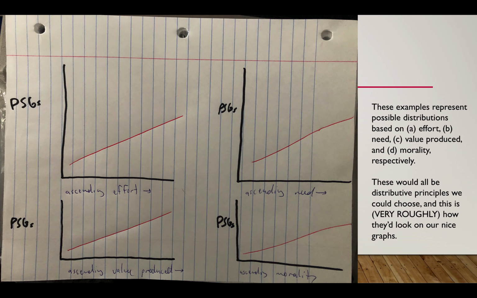Now, these are all possible distributive principles we could choose: to each according to their effort, to each according to their need, to each according to their value produced, to each according to their morality. If we did endorse these principles, they would be represented by the relevant graphs on the figures in front of you. Okay, hopefully that's helpful.